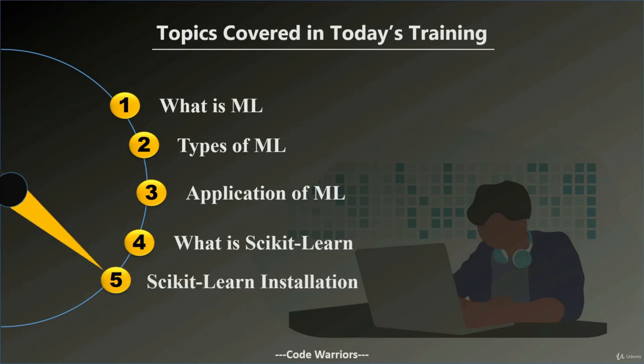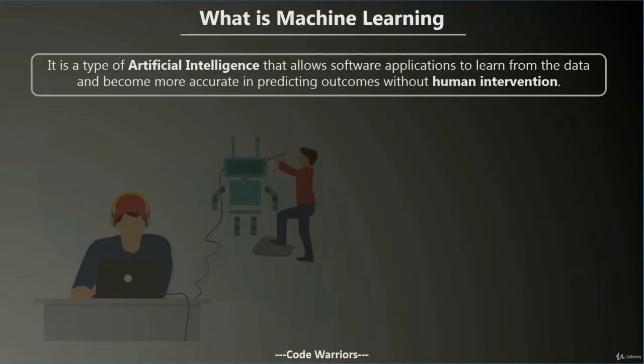So let's move forward. First of all, we will start with what is ML. Actually, it is a type of artificial intelligence that allows software application to learn from data and become more accurate in predicting outcomes without human intervention. What does this definition want us to conclude? Actually, machine learning learns from data. We can make different software application and we can make them learn from the data, and then based on their learning we can make them predict different output.